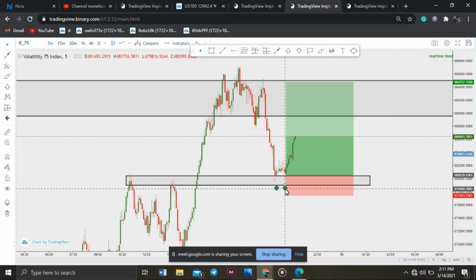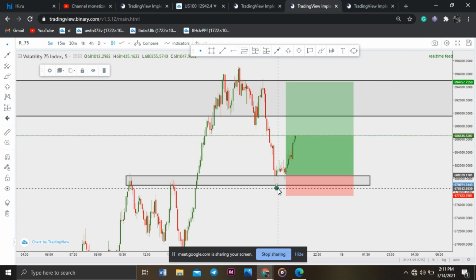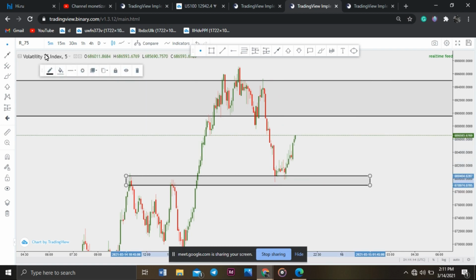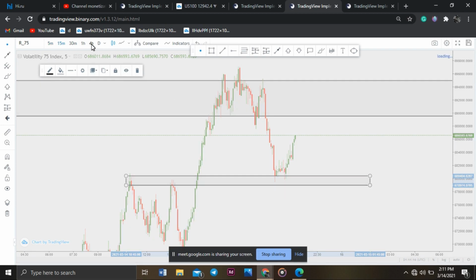And that's what I love about this kind of pairs, because you can easily scalp them and you can easily swing trade them. They are very, very easy for you to go about. So now what is happening on the 4 hour time frame on the 75? Let's look at what we are seeing on the 4 hour time frame on the 75.